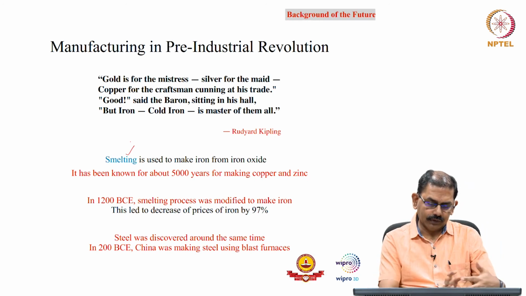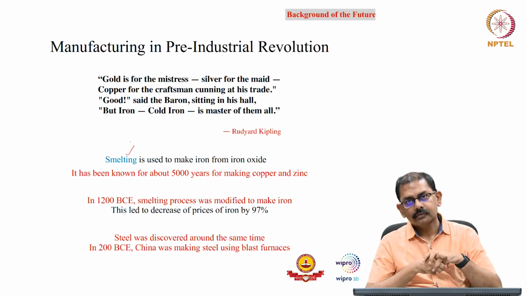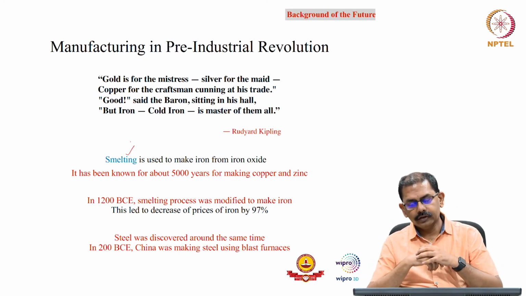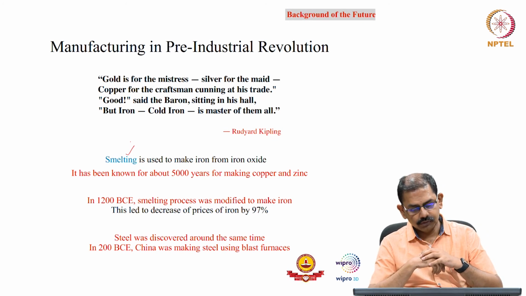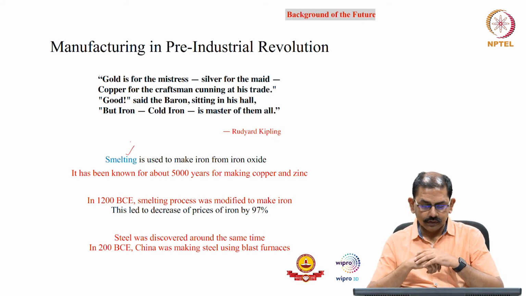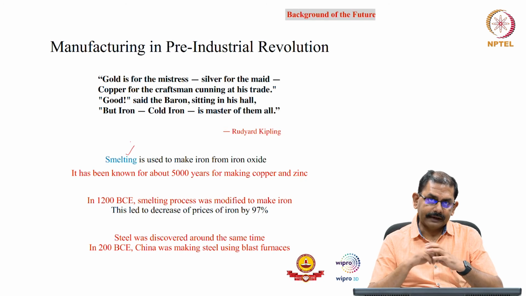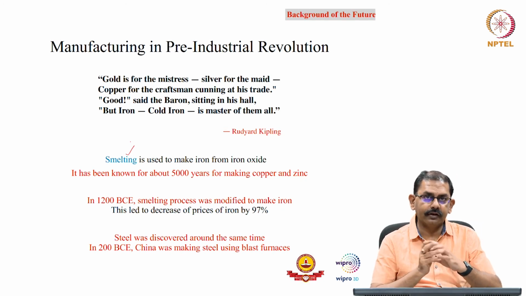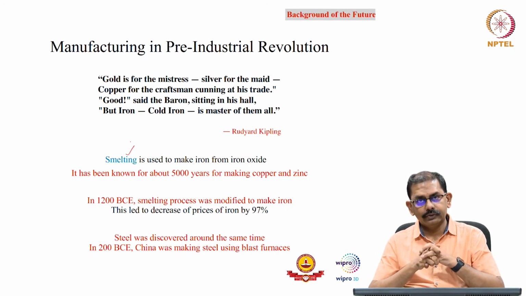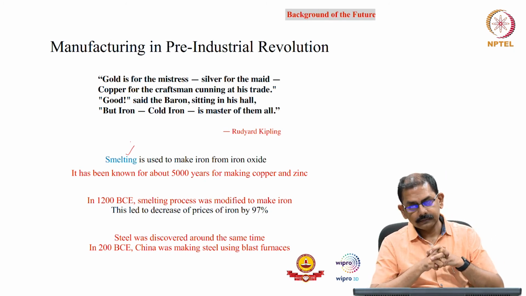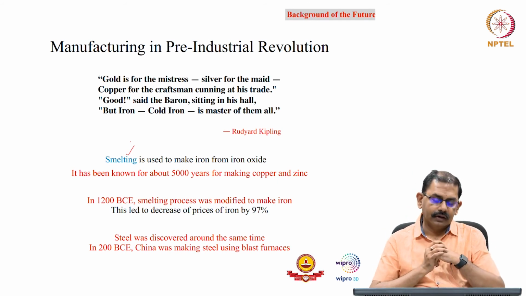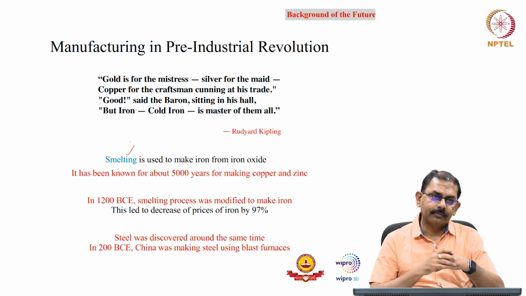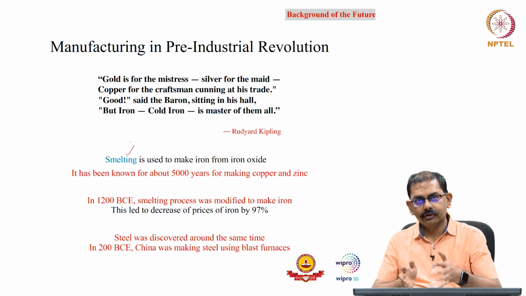And so this process continued for copper and zinc, and then some modifications were made in about 1200 BC, where this process was modified. The modification came in terms of keeping the furnace sufficiently hot so that you can use smelting to make iron, right. And then what happened? The cost of iron refining substantially reduced because of this.